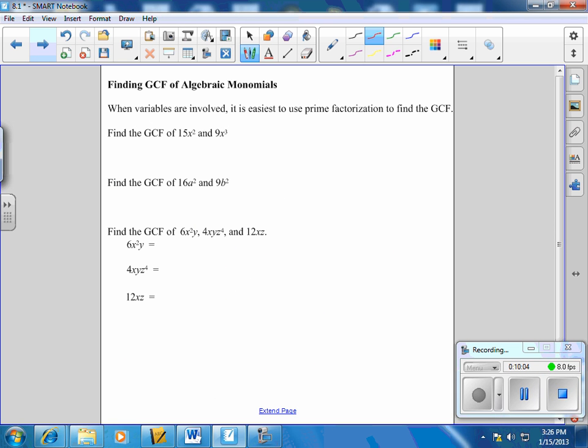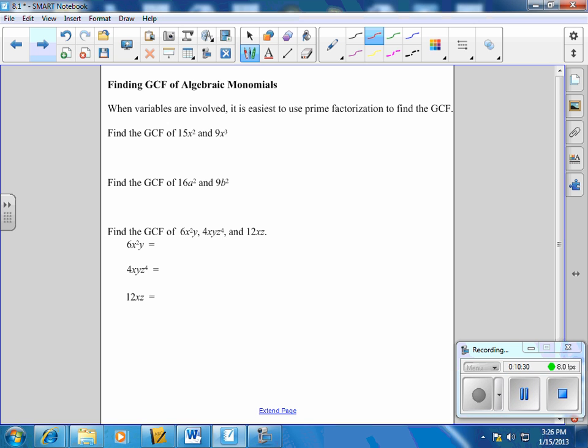So, algebraic monomials. So things that have x's in them, or y's, or z's, or any letter for that matter, we can still find the greatest common factor. I like to do this with the prime factorization method, but once you get the hang of it, hopefully you'll just be able to stop and think about it. So find the GCF of 15 and 9.